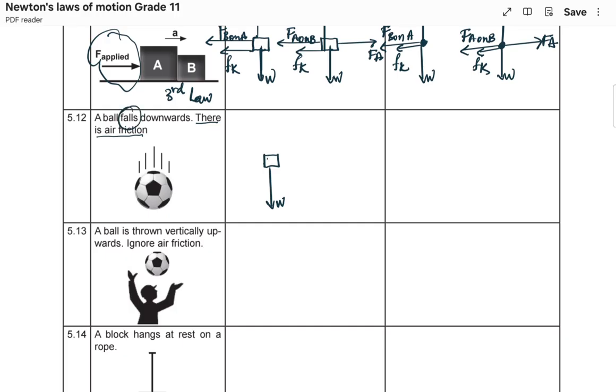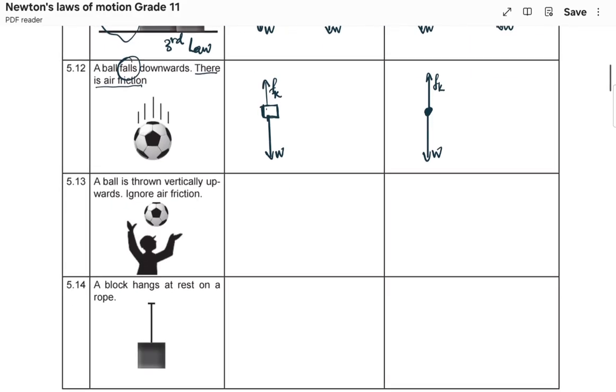It falls, so you can't indicate normal force, because that must be a contact force. Air friction will be in the opposite direction. Because it's moving, I can say kinetic friction, or just say F for air. It's moving downwards. If the friction is not there, it will be a free fall.